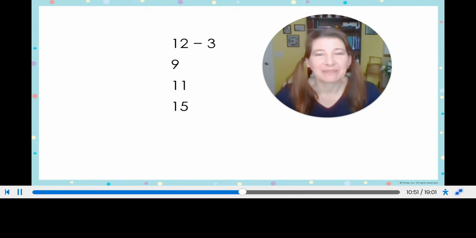Welcome back. Now, let's get ready for some practice. You should have something to write with and something to write on. Go ahead and solve this problem. Find 12 minus 3. Your answer could be 9, 11, or 15. Which of those is the correct answer? I'll give you a moment to work that out, and use your paper and pencil if you need to.